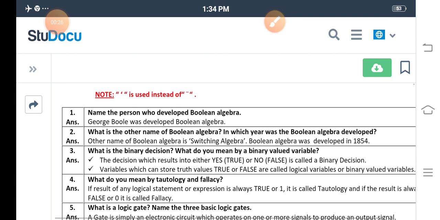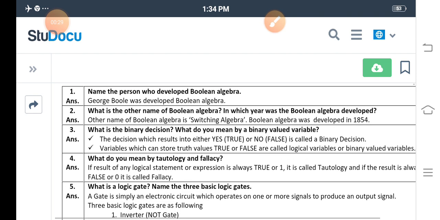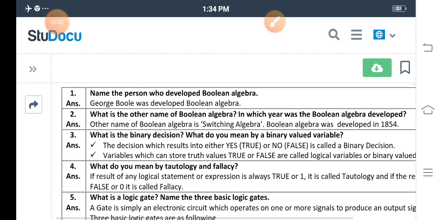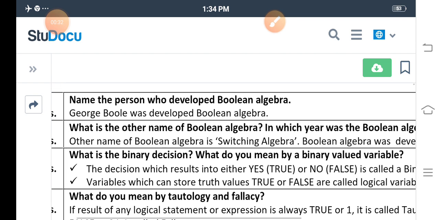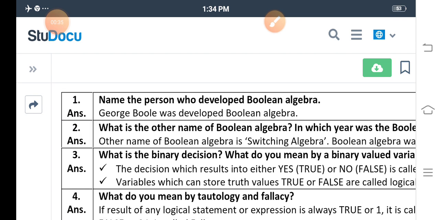All the types of questions we are going to discuss here. So first question is, name the person who developed Boolean algebra. So in the very first video I have discussed that Boolean algebra, this term, was given by George Boole. In which year? In 1854, right? Now second question is, what is the another name of Boolean algebra?